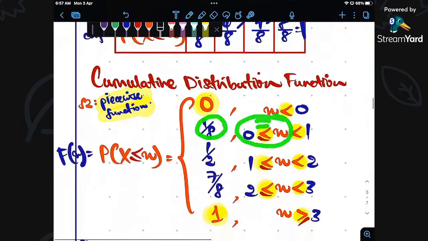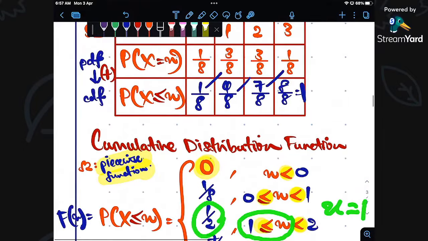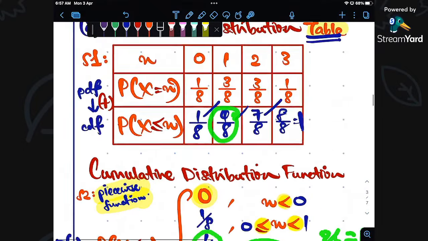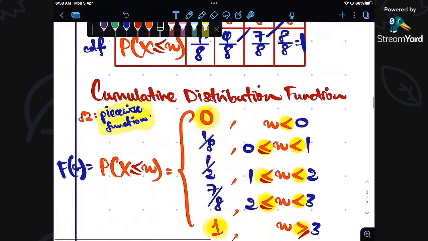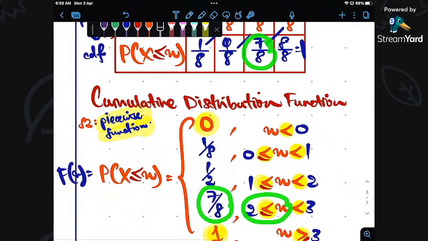If you see here again, this one, this is x equals to 1. So x equals to 1 is for the probability of 1 over 2. See, x equals to 1 is for the probability of 1 over 2. And that is how you look at them, and so on. This one, 7 over 8, is for x equals to 2. So that is how you arrange them properly.